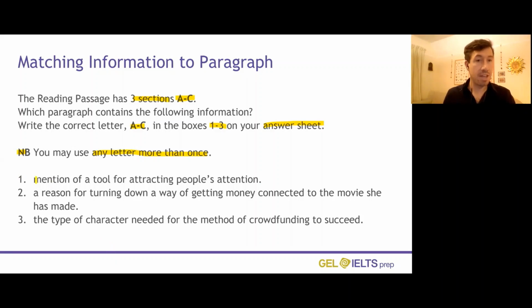So it says 1, mention a tool for attracting people's attention. Those are the key words in there. For the second, it's talking about a reason for turning down a way of getting money connected to the movie she has made. We highlight all that. And then for 3, the type of character needed for the method of crowdfunding to succeed. So those would be the keywords we'd highlight, and we try to find them in the paragraphs. We try to match the paragraphs to those statements. So we're going to practice that next.